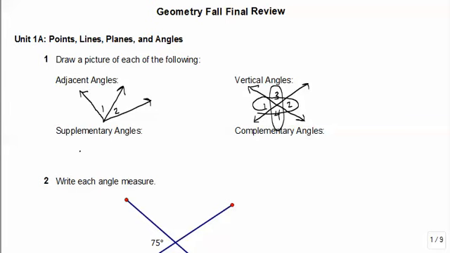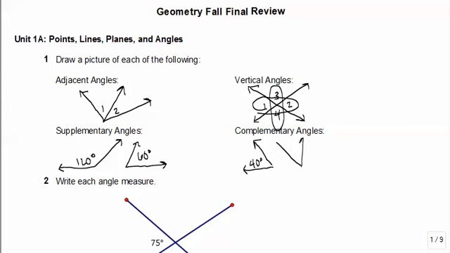Supplementary angles are two angles that add up to be 180. So let's do 120 and 60. They do not necessarily have to touch, but they can. Complementary angles add to be 90. So let's do 40 and 50.